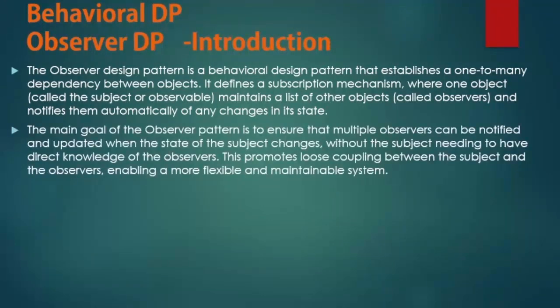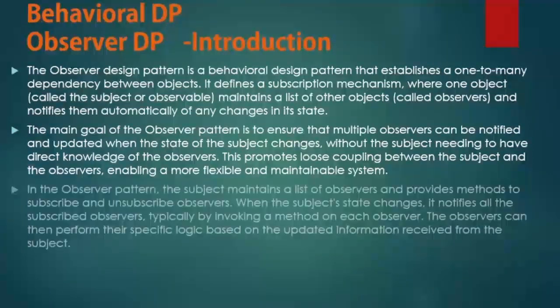The main goal of the observer pattern is to ensure that multiple observers can be notified and updated when the state of the object changes, without the object needing to have direct knowledge of the observers. This promotes loose coupling between the subject and the observer, enabling a more flexible and maintainable system.